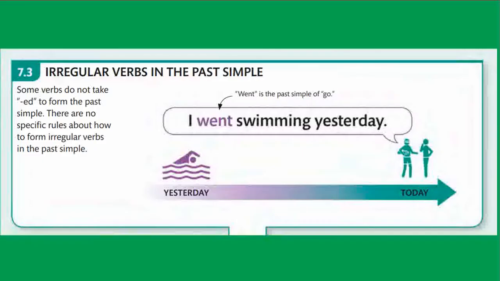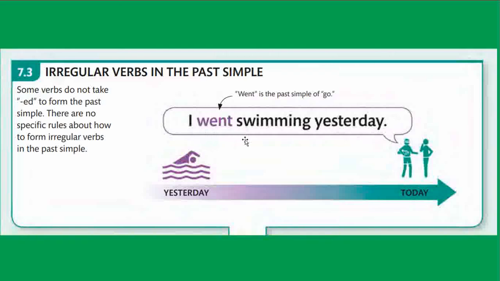Next pointer that we have is irregular verbs in the past simple or the simple past. Some verbs do not take ed to form the past simple. There are no specific rules about how to form irregular verbs in the past tense. For example, the word go. The word go changes to went. It's a complete change of the word. It's not just an internal change of vowel, it's a complete change of the word. This is an irregular verb.